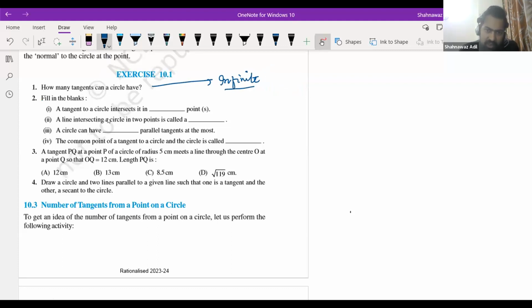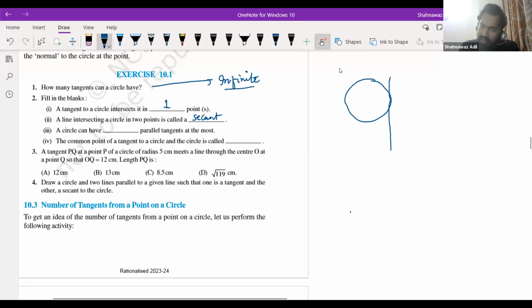Now, a tangent to a circle intersects it in how many points? One point. A line intersecting a circle in two points is a secant. A circle can have how many parallel tangents at the most? Two. Let's say you draw a tangent here, and you draw another tangent here.